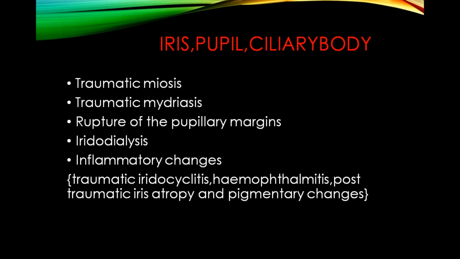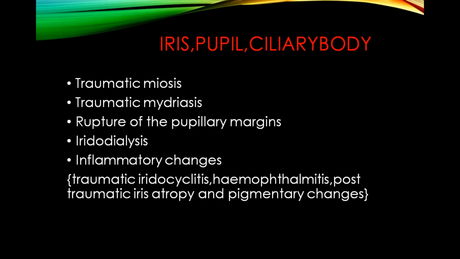It will lead to a D-shaped pupil, and there can be inflammatory changes like traumatic iridocyclitis, hemophthalmitis, post-traumatic iris atrophy, or pigmentary changes. Pigmentary changes means because of the injury, the iris pigments will get dispersed and get stuck onto the endothelium and the lens. So these are some common changes which we come across in iris, pupil, and ciliary body.